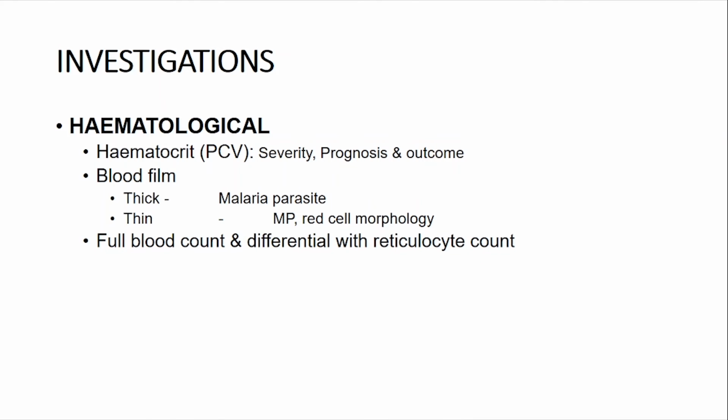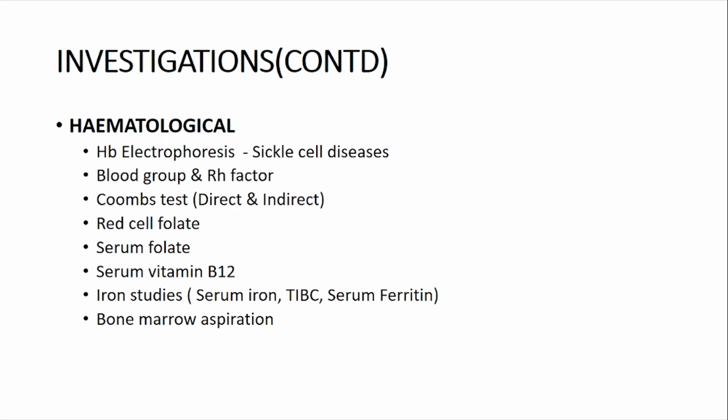What are the investigations required for a woman with anemia in pregnancy? A full blood count and differentials with a reticulocyte count is going to be done for the patient, and a PCV, which could reflect the severity, the prognosis, and the outcome of this patient. Also, a thick and thin blood film for malaria parasites is necessary to know the one that has malaria in pregnancy and needs to be treated.